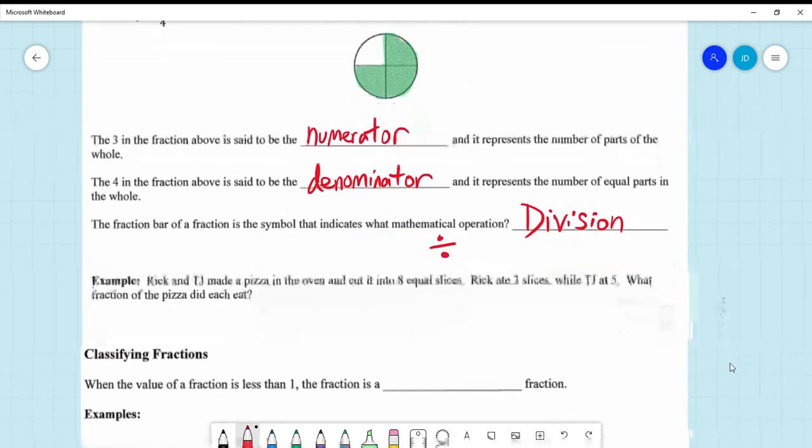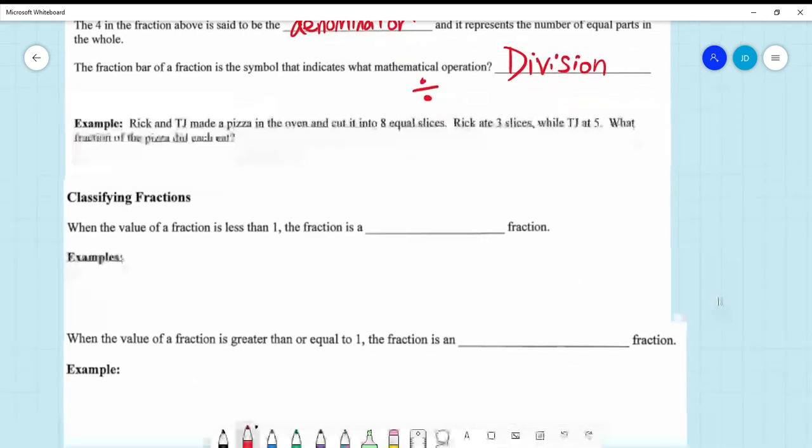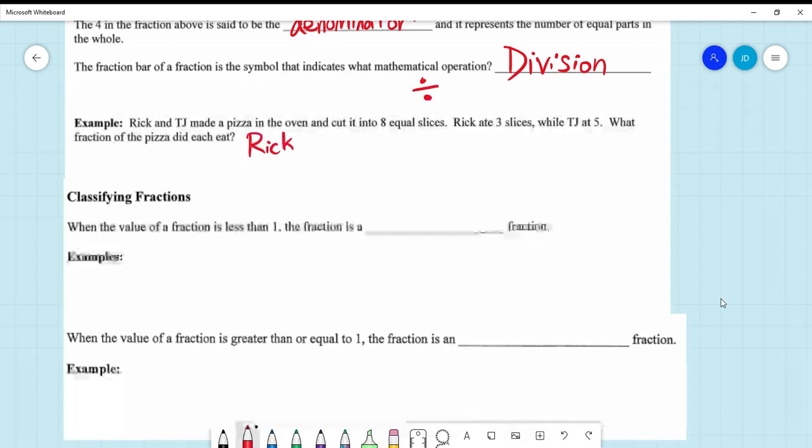Okay, Rick and TJ made a pizza in the oven and cut it into 8 equal slices. Rick ate 3 slices while TJ ate 5. What fraction of the pizza did each eat? We have Rick. He ate 3 slices. There were 8 total slices, so 3/8. We have TJ. He ate 5 out of the total 8, so 5/8.